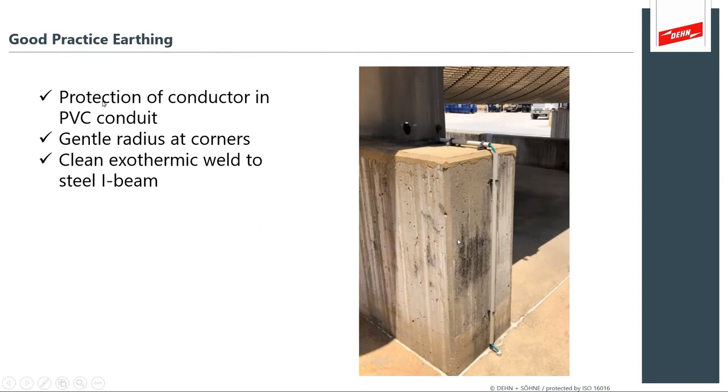Additional good earthing practices. It's protected as it emerges from the concrete. It's protected up the side of the wall where it can be damaged through equipment being moved around a plant, where you want to avoid having your down conductor critically injured over time. You've got gentle bend radius where it goes around corners, and you've got a clean exothermic weld where it attaches to the steel I-beam.